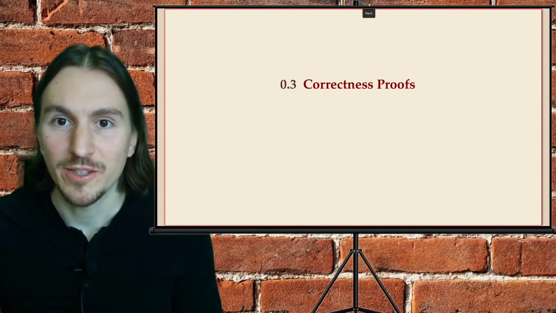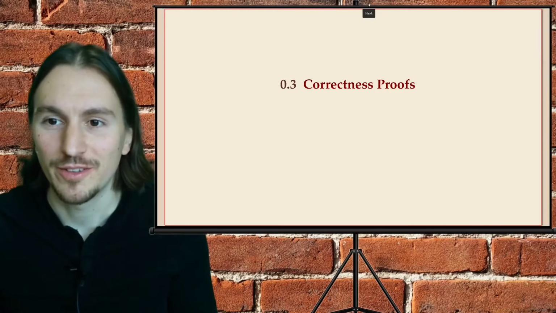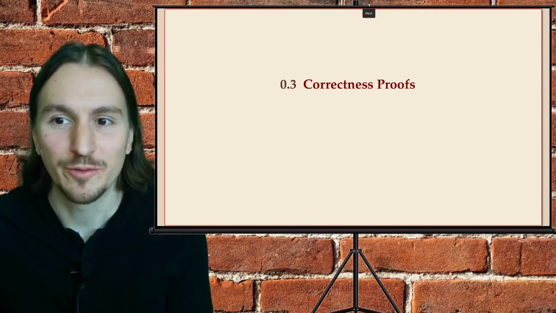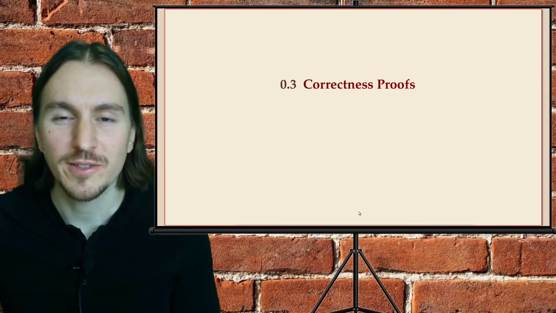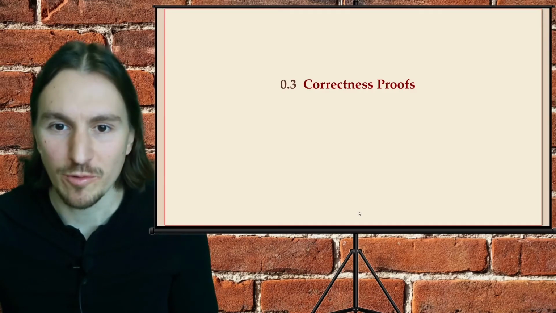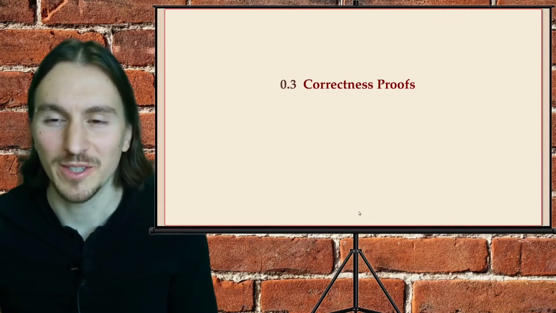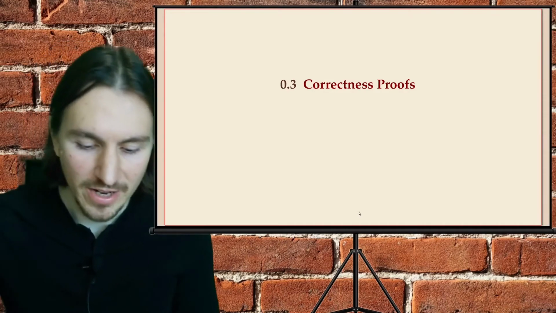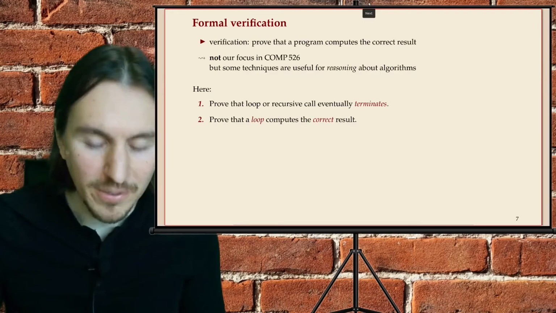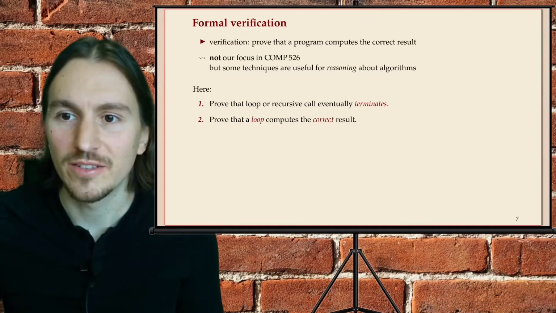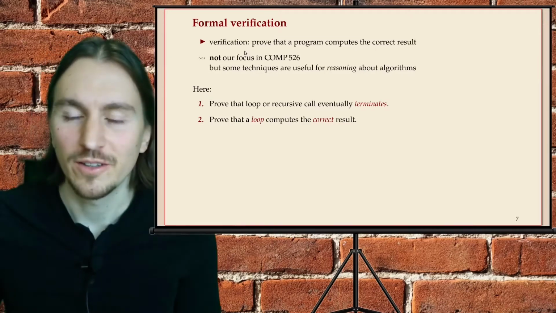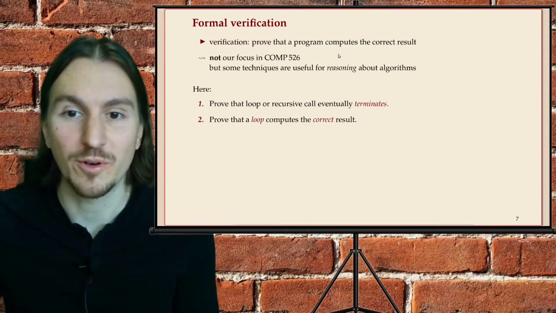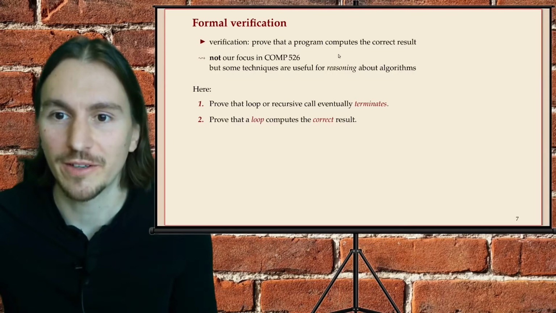And that brings me to the last topic of this unit on proof techniques, and that's about correctness proofs. So in this case, we want to show something about programs, about algorithms, and we want to show that they're correct. Now, what does correct mean? So I mentioned before that there's a whole field of formal verification that tries to show that a program computes exactly what is desired.